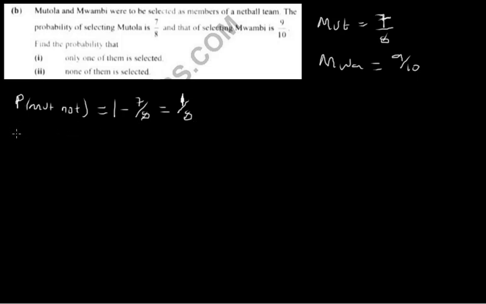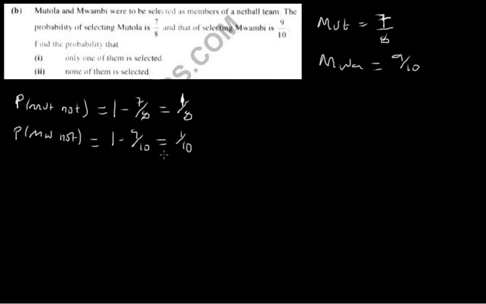And the probability of Mwambi not being selected is simply equal to 1 minus 9 over 10, which is simply equal to 1 over 10.